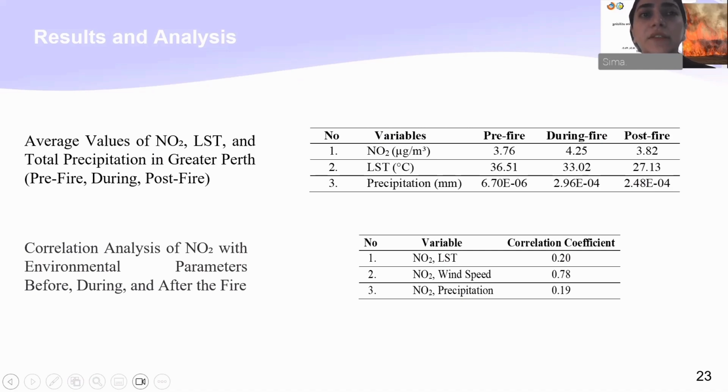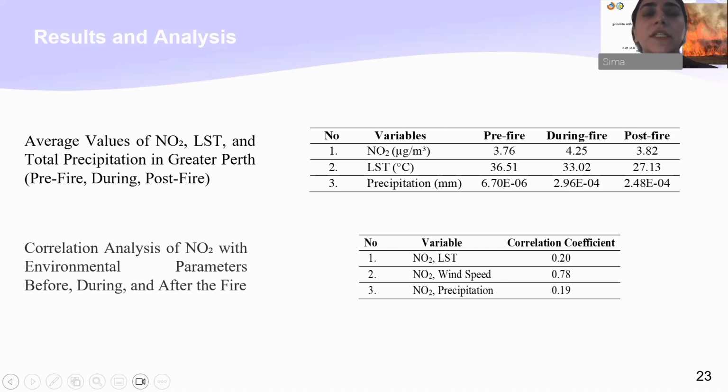Increased precipitation during and after the fire can also aid in the removal of nitrogen dioxide from the atmosphere through wet deposition, which might explain the reduction in nitrogen dioxide levels post-fire. The relationship between nitrogen dioxide and key environmental factors, LST, wind speed, and precipitation, was investigated.